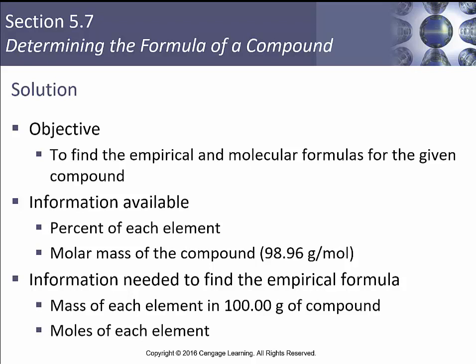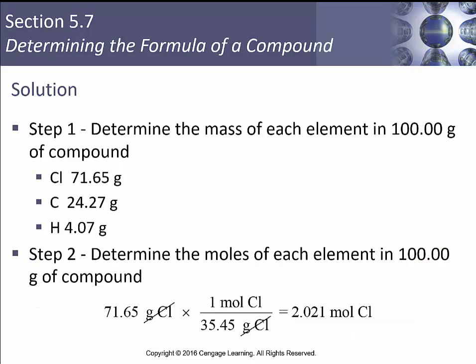You're going to need the percent of each element. You need the total molar mass of your compound, right? This guy's for your empirical formula. That dude's for your molecular formula. So to find the empirical formula, you assume 100 grams of compound, right? So determine the mass of each element in 100 grams. You had 100 grams, it was 71%. You got 71.65 grams of chlorine, 24.27 grams of carbon, 4.07 grams of hydrogen.